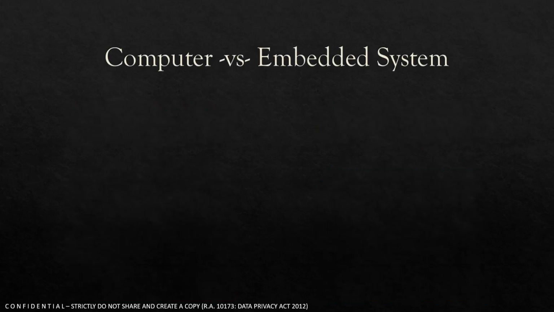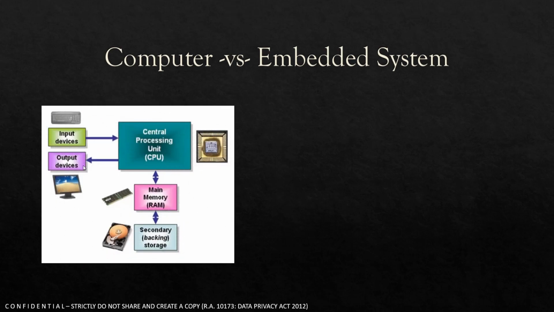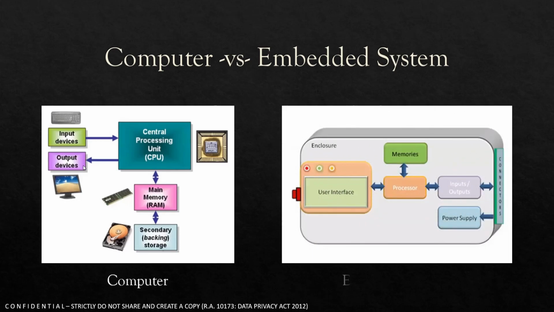Now, let's differentiate the computer and the embedded system. So for the computer, we have the input devices and also the output devices. Also the central processing unit, or what you call CPU. And also the main memory, which is the RAM, and the secondary or the backing storage, which is the disk. And for the embedded system, we have the user interface, the memories, processor, inputs, outputs, and the power supply.